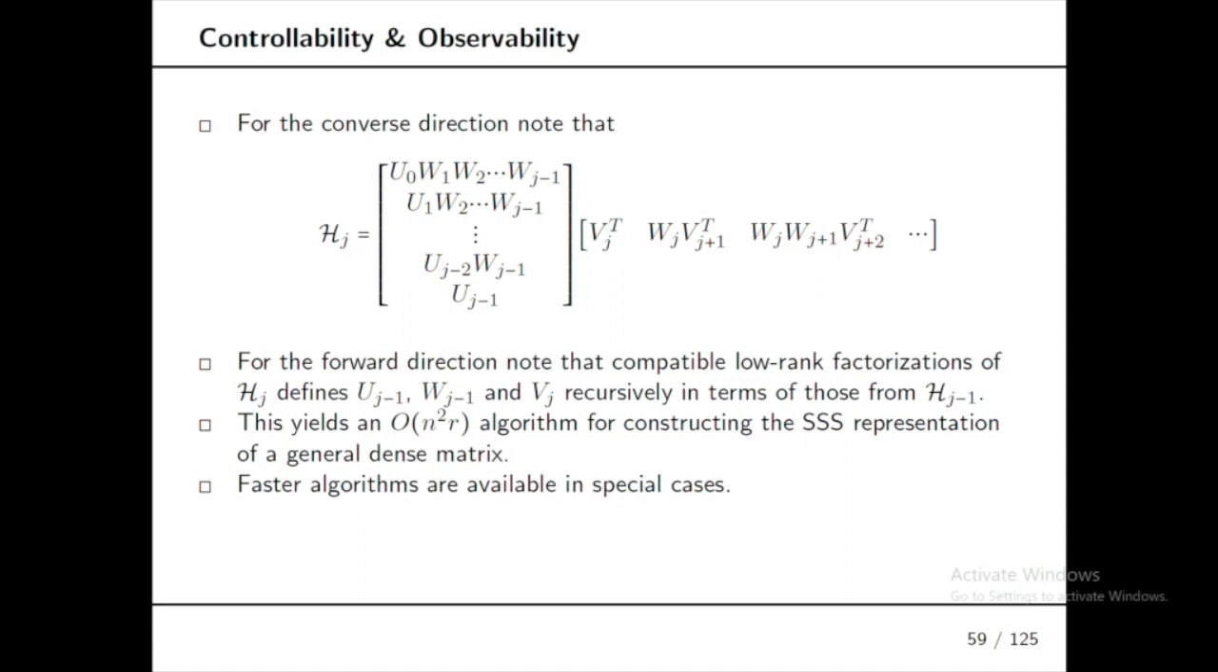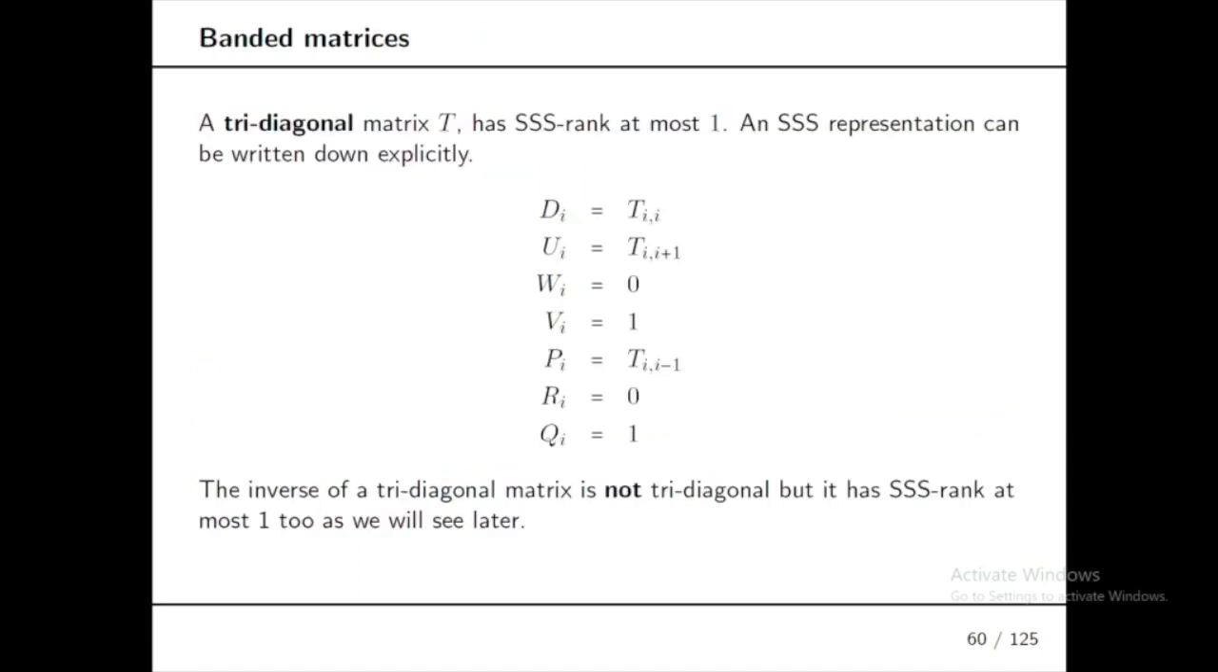In special cases, you can construct this representation faster than this. For example, one special case would be if the matrix was a banded matrix. For example, here it's a tridiagonal matrix. In this case, you can just stare at the matrix and write it down. You can see that the diagonal entries should just be the diagonal entries.